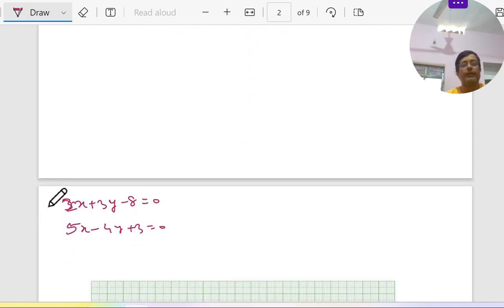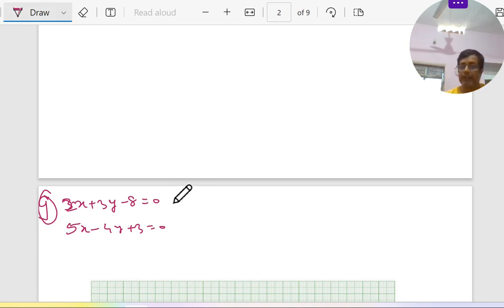Whenever you are getting this type of question, you are going to solve it like this. This is question number 9 basically. You have to tell minimum 3 points by which you have to draw the line. Okay. So we have to go for that only.